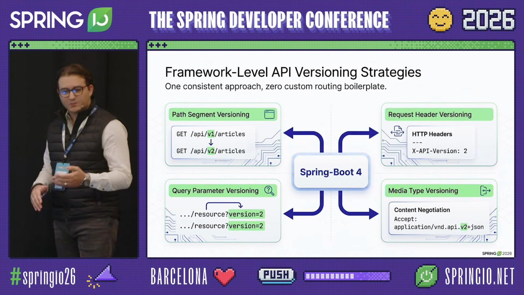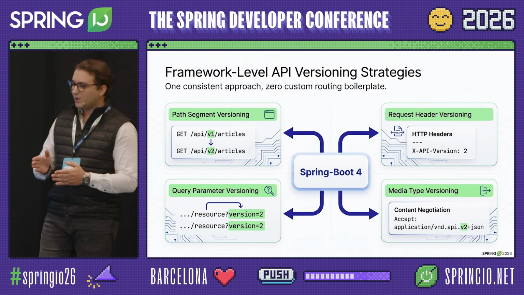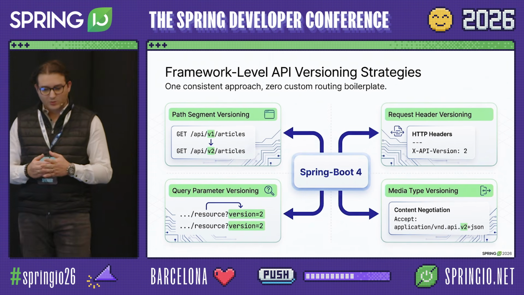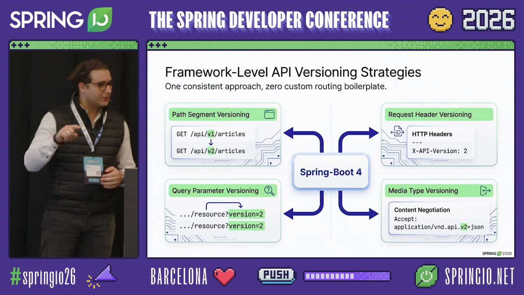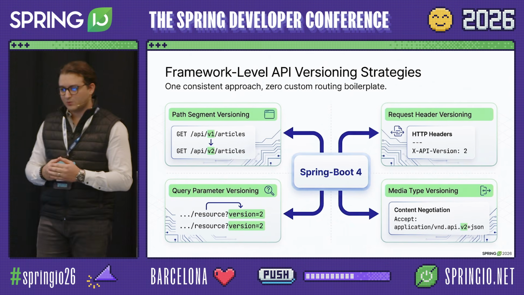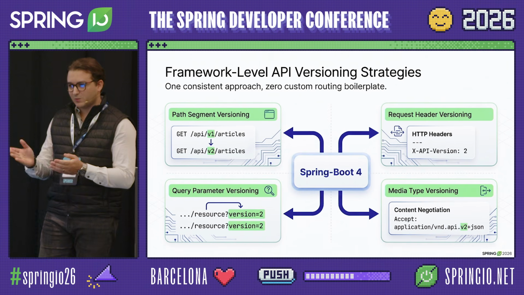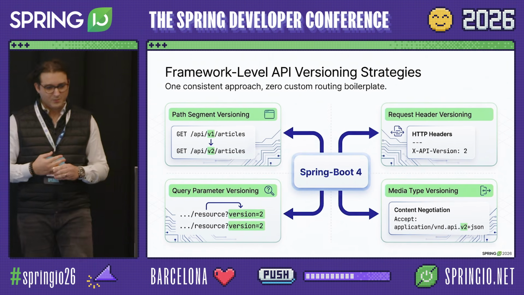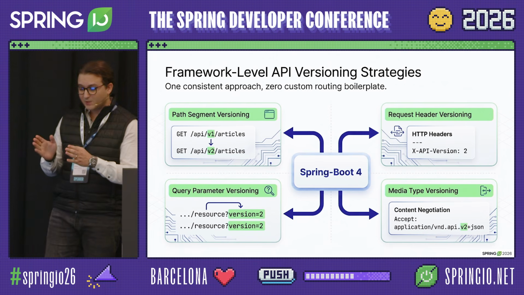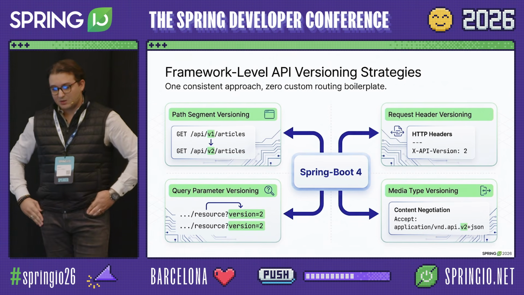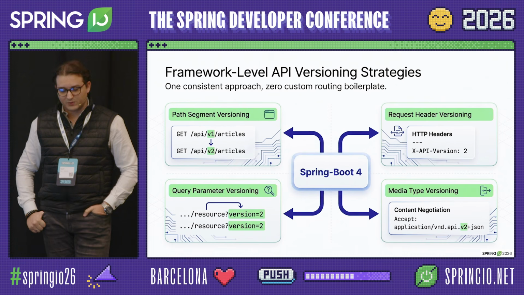So the first strategy, path segments, as you can see, you have the version in the path that is defined. You have the second strategy, the query parameter. So in general, you can pass the version as an argument of your query parameters. Third one is the request headers. And the fourth one is the media type. So in the media type, you can also pass the version. So this is also something that we see often.